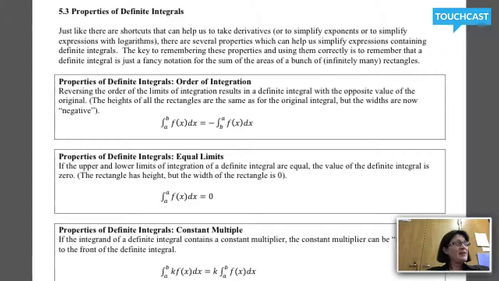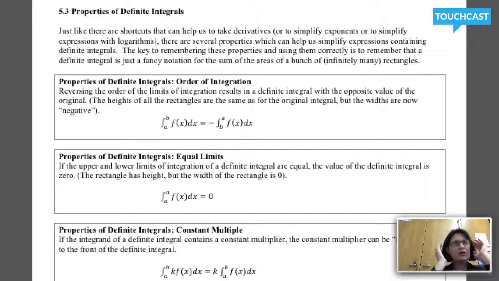Just like you started to form some rules in your mind for how to take derivatives, just like you formed some rules in your mind for how to simplify logarithms or to simplify exponents, we have some rules that can help us simplify expressions that contain definite integrals. If you like them in this form, that's fine. They all follow from this idea that a definite integral is just a fancy notation for adding up a bunch of areas, specifically the areas of infinitely many rectangles.